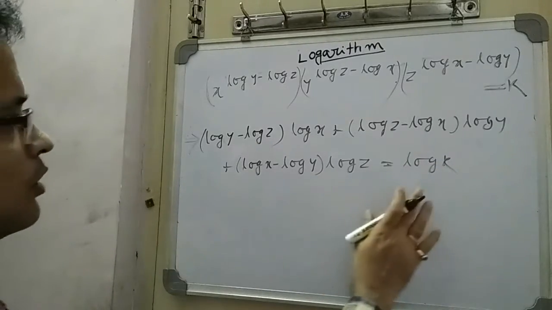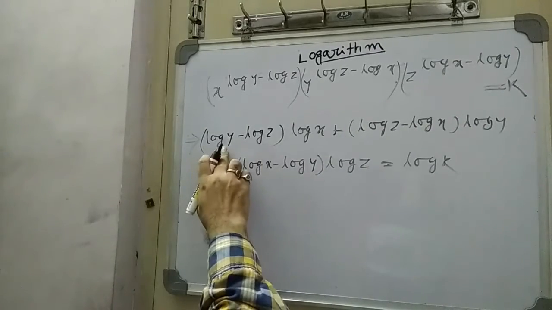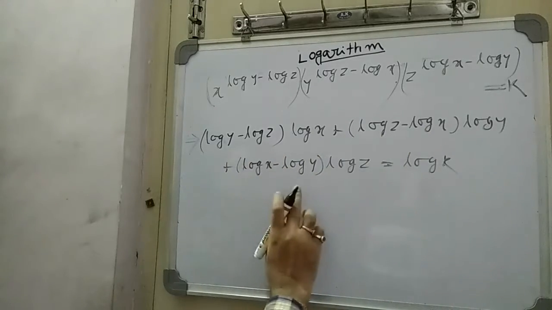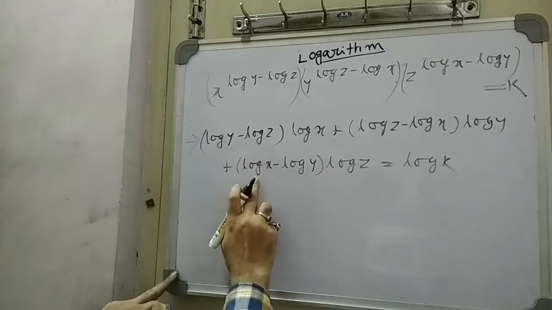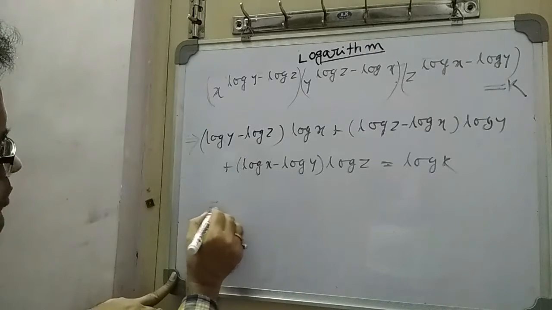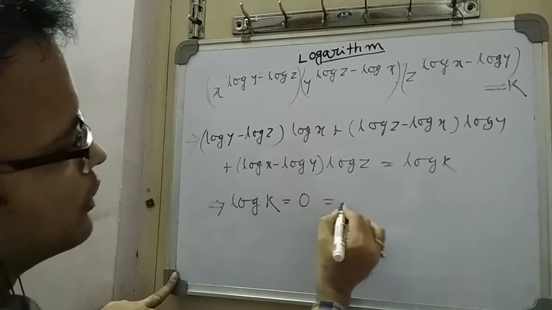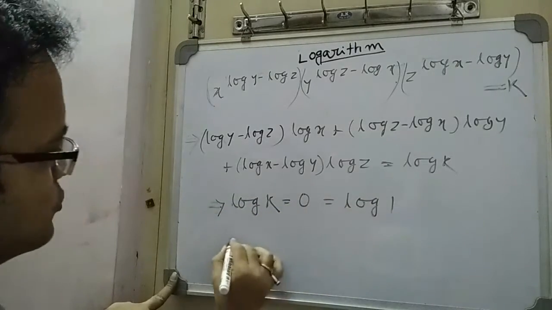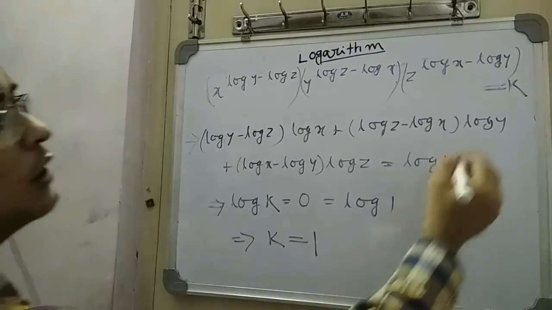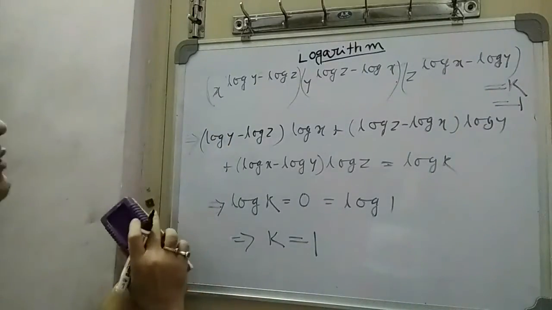Now see, log k, everything is cancelling. Log x log y is cancelling with minus log x minus log y. Log x log z is cancelling with the minus one, and the other also is cancelling. So ultimately it becomes log k equal to 0, and we know that log 1 equal to 0, that implies k equal to 1, that is the answer. So here we assumed the value k, that is actually 1, the simplified value.